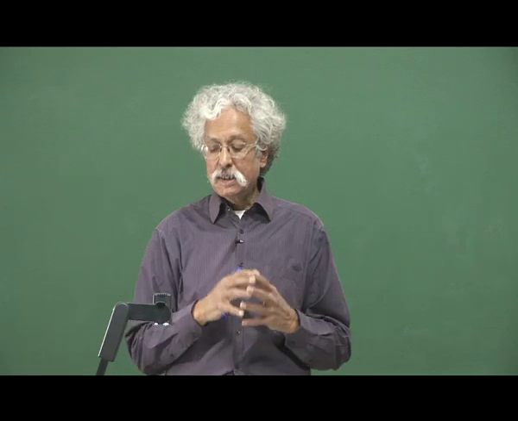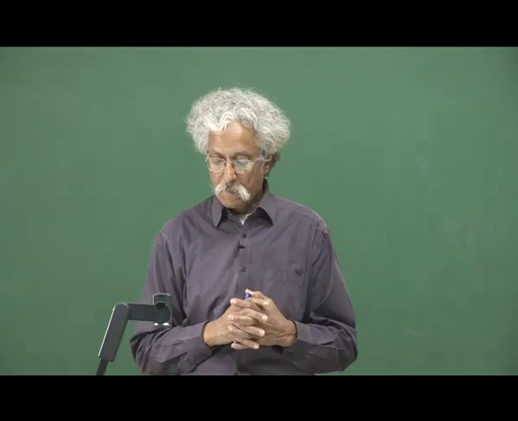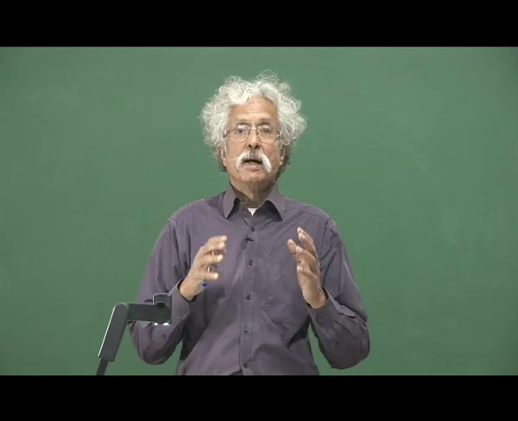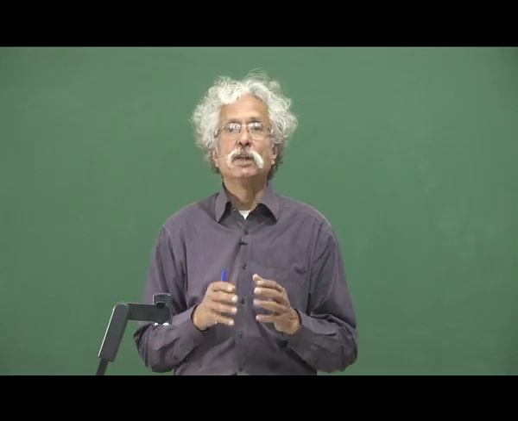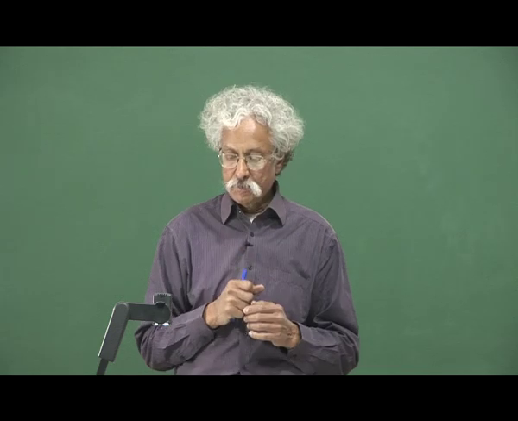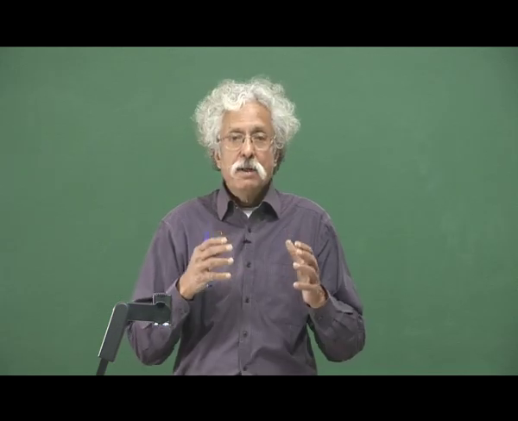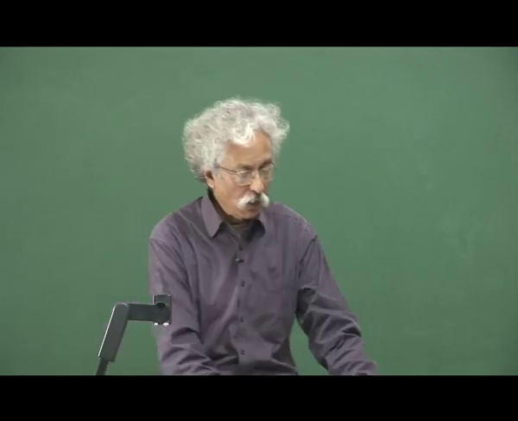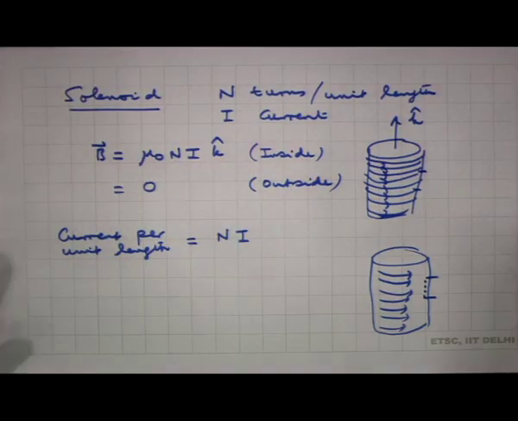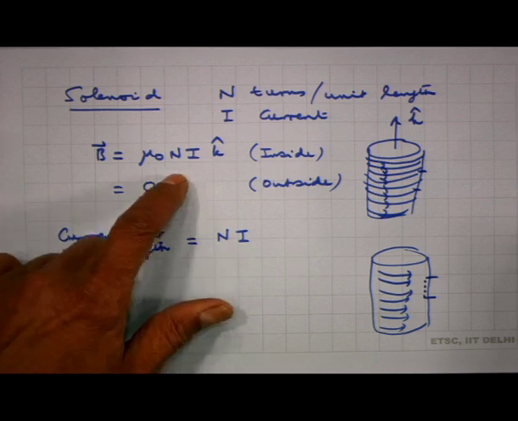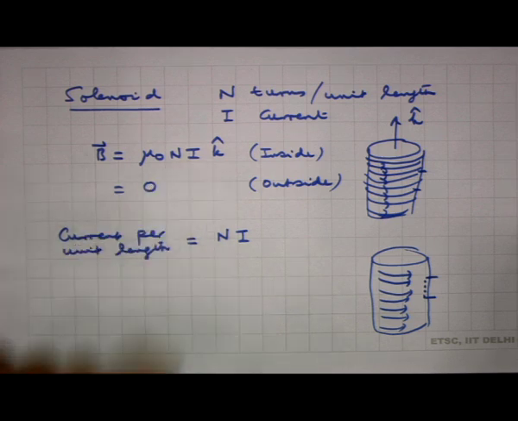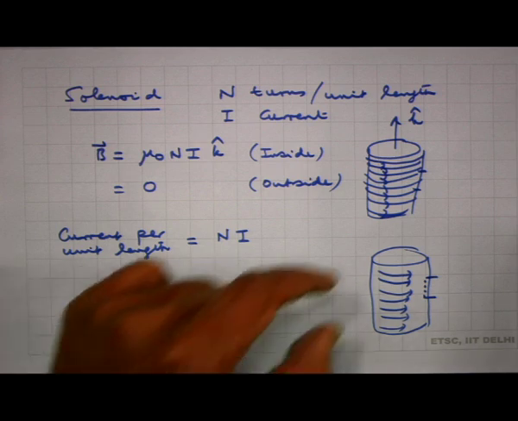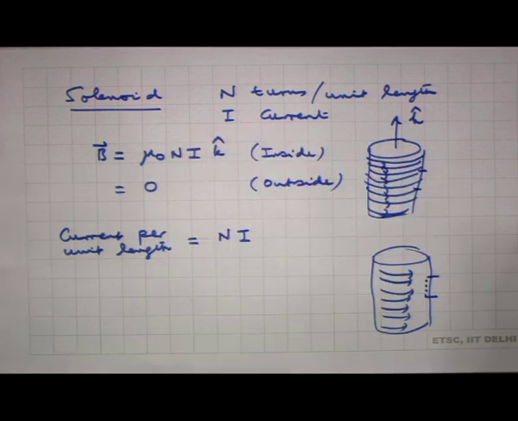Then I showed that the surface current is actually nothing but magnetization. So, a uniformly magnetized sample has a surface current which is M on the surface, perpendicular to the M vector. Then I have an analogy of this problem with a solenoid, because for a solenoid I know the magnetic field, given by this equation, and I can interpret this quantity N times I as the current per unit length, because in a unit length I have N turns and each turn carries a current I. So, the current per unit length is N times I.